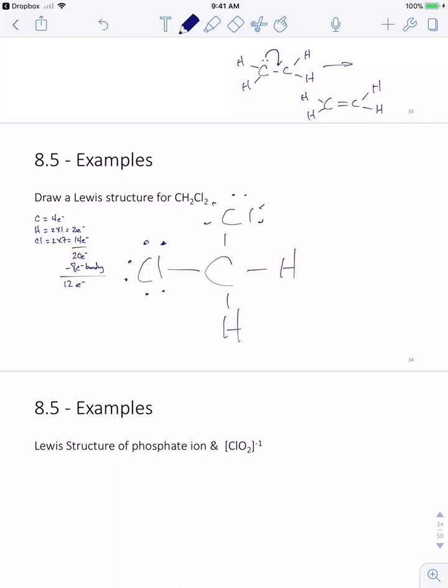So carbon has 4 bonding pairs, that's 8. Hydrogen has an octet at 2 because it only has 2 electrons in its valence shell, in the first shell. And chlorines have 3 non-bonding pairs and a bonding pair for a total of 8. So this is the correct structure for dichloromethane.